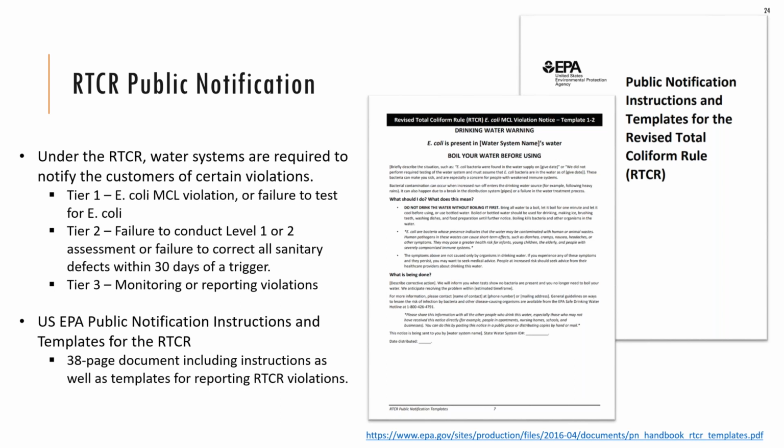US EPA has a 38-page document or manual where they list instructions for issuing a public notice related to the RTCR, as well as various templates which can be used for the notice. Public notification documents are also another document for which many state agencies may have their own templates, and operators can either use the EPA one to develop their own, or definitely use the state-issued public notice template.